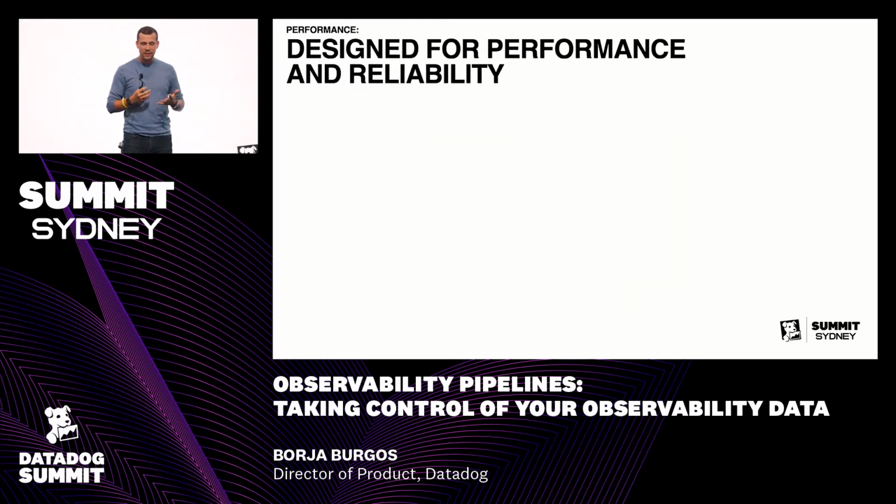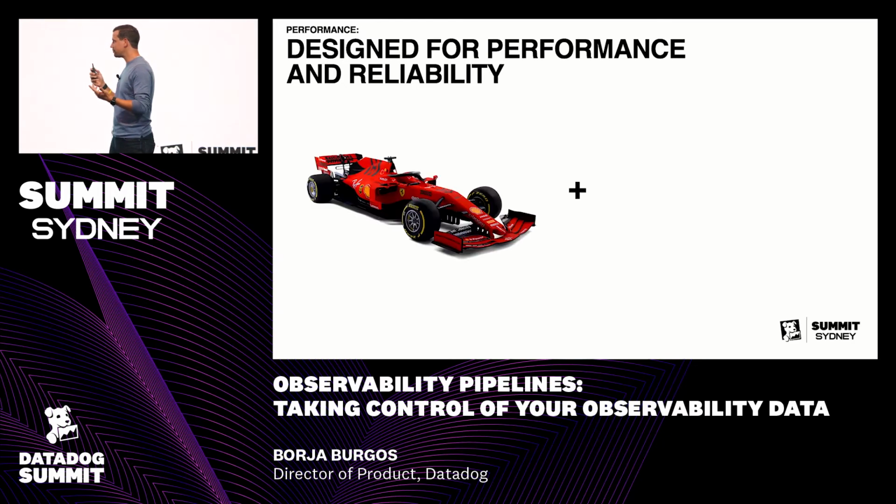Another thing is that it needs to be designed for performance and reliability. Now, I had a fancy graph here for performance that would show you how our observability pipeline technology is much more performant than our competitors, but I was looking for something that was more impactful. And I'm a Formula One fan, so I chose a Formula One car to showcase performance. What is more performant than a Formula One car, right?